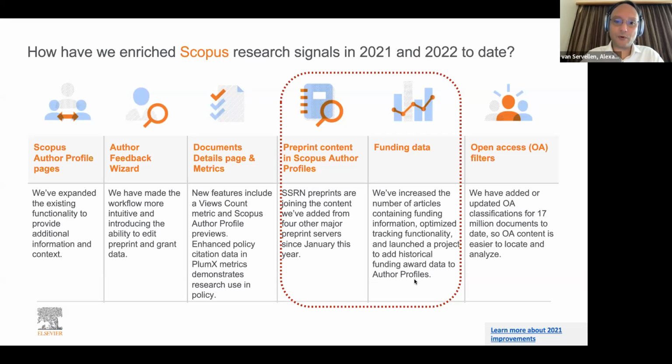But today we're focusing more on funding acknowledgements, which is a slightly different thing, which is the acknowledgement of funding in a particular paper. We've also added an open access filter so that you can limit or find the different types of open access papers and journals in Scopus.